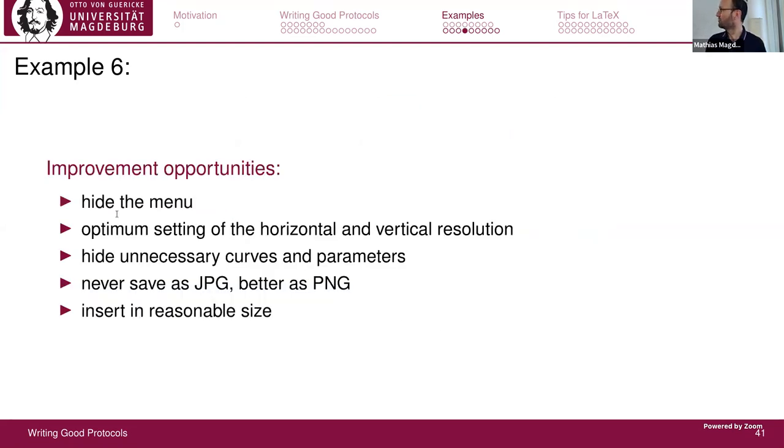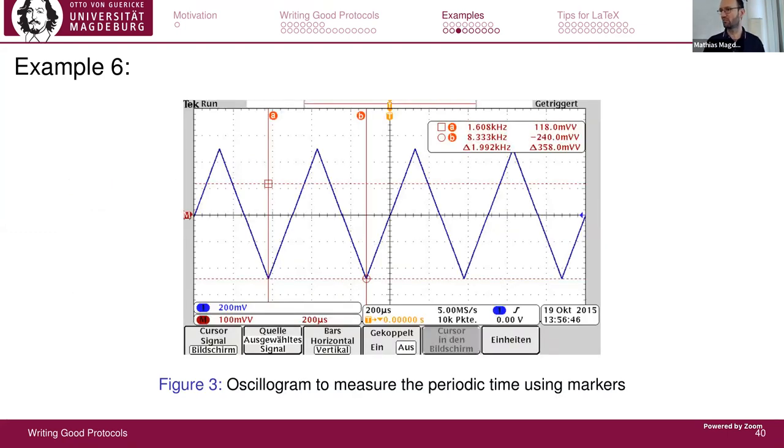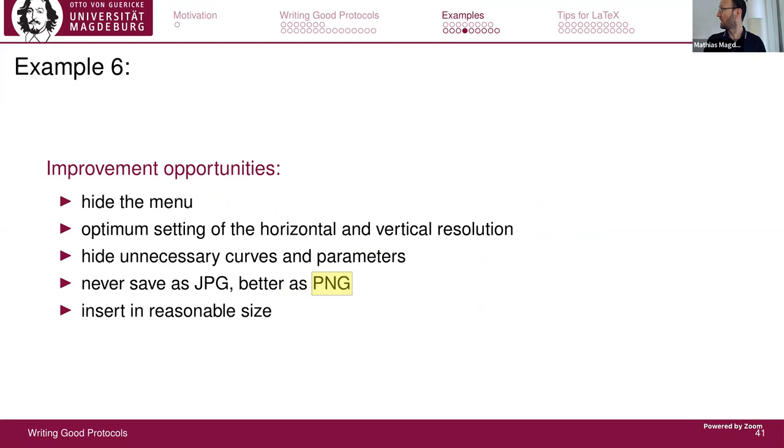Okay, so to improve this, as discussed, hide the menu, use better settings for vertical and horizontal resolution, and try to show what you have really measured. And instead of this lossy JPEG compression for this figure, it would be better to use PNG, portable network graphics, which is a lossless compression format, so it does not introduce these nasty compression artifacts. But PNG compression only works well for pictures with few colors. But there are not so many colors in this figure, so this would be very good to compress with PNG.